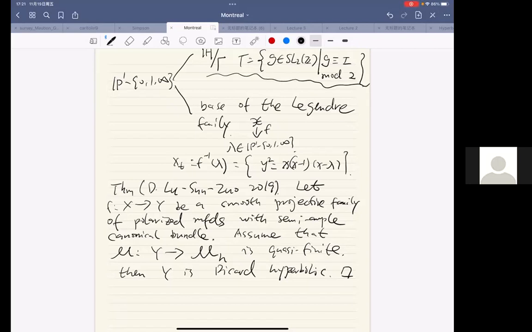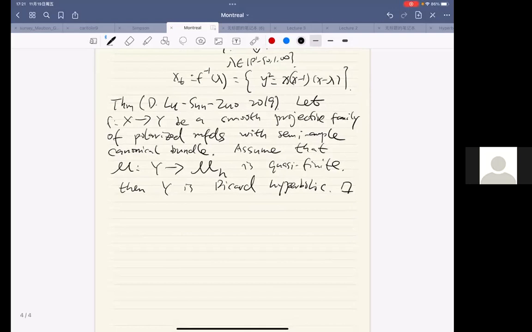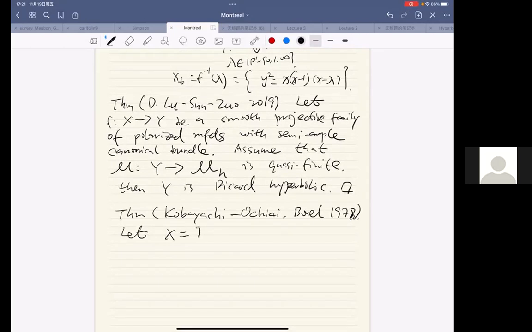As I said, in this direction you want to see whether this result holds for any quotient of a Hermitian symmetric space by an arithmetic lattice. The answer is true, and this direction has already been solved. This is a theorem by Kobayashi, Ochiai, and Borel also, I think in '78, something like that.